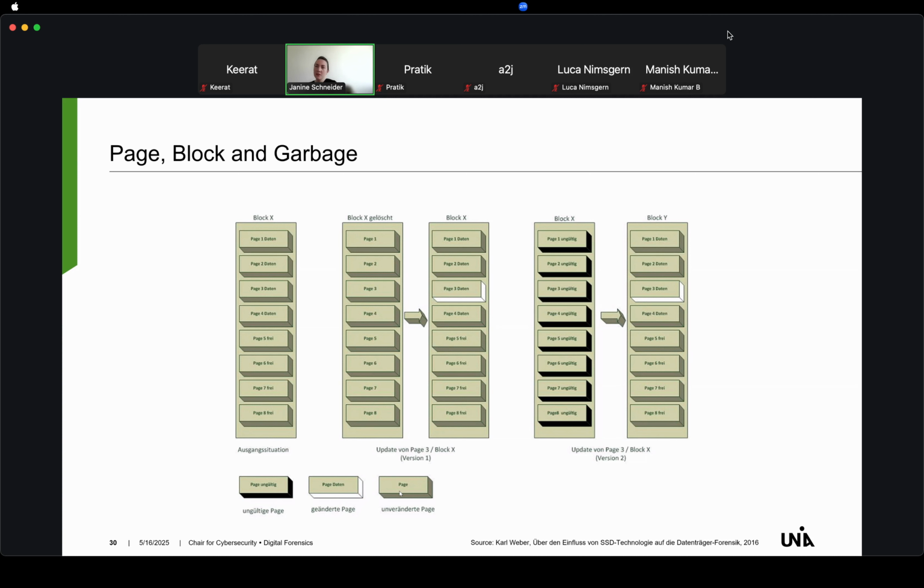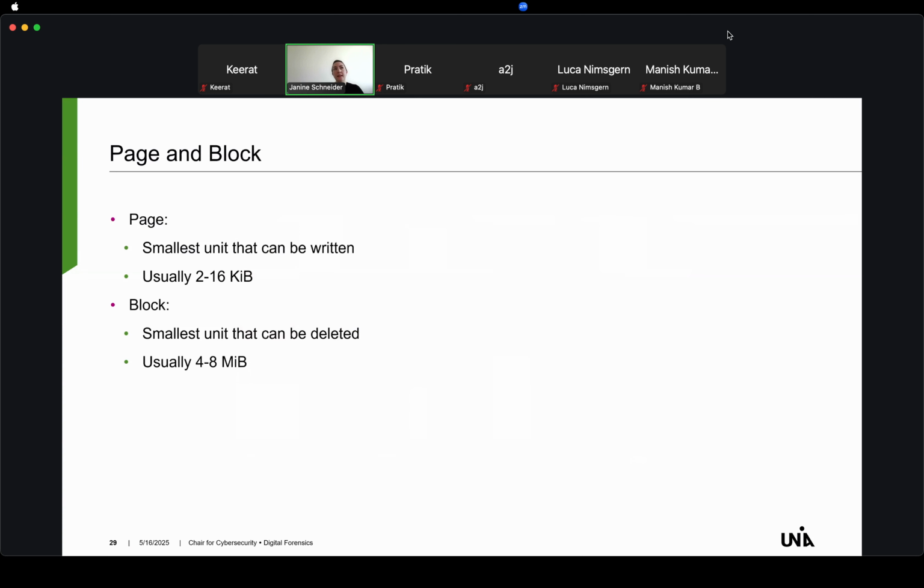No. Okay, so the thing again is that you want to write a page. So the smallest unit that can be written is a page. I think I confused myself. The smallest unit that can be deleted is a block. So you could write a single page.